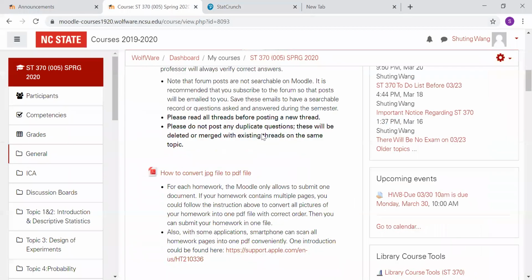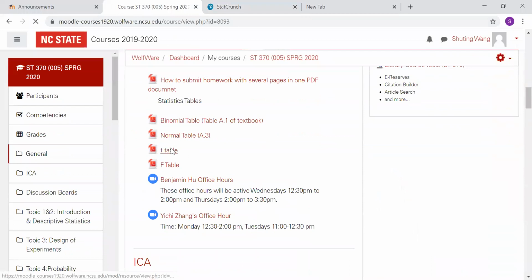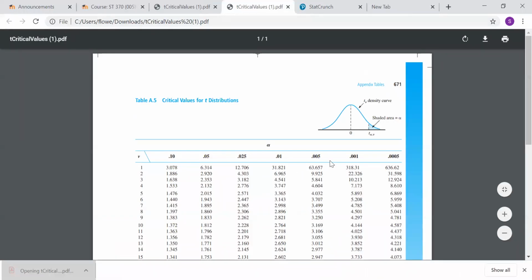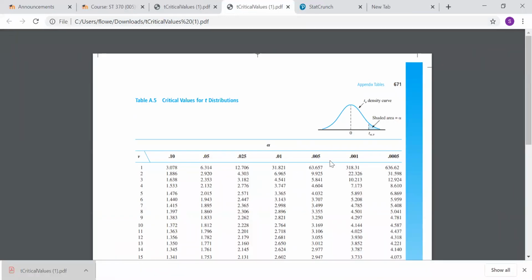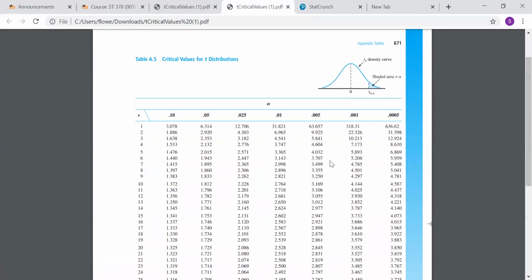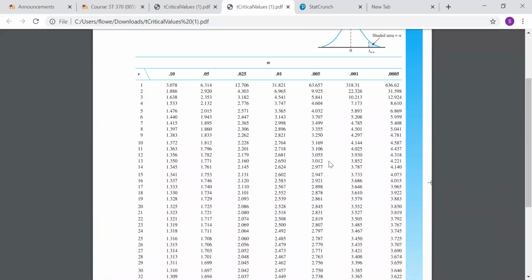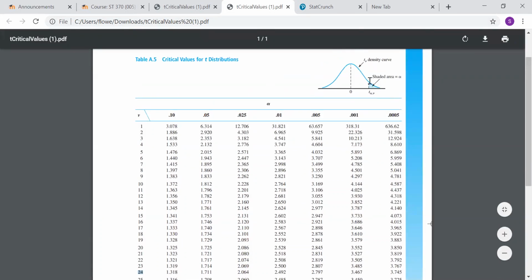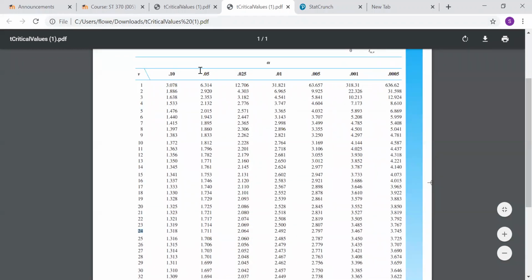So let's take a look at the T table, which is posted on Moodle. Are you guys able to see the T table here? Yes. Okay. We are trying to look for a T table with degrees of freedom equals 24. Now the area under the curve to the right of it is 0.05, right?